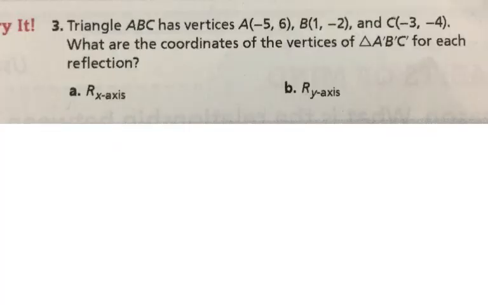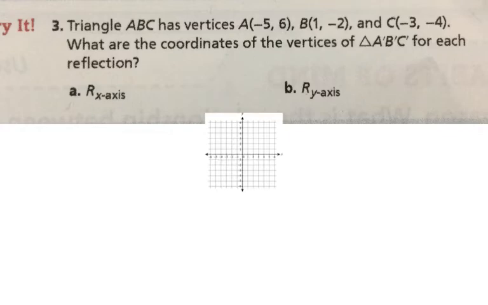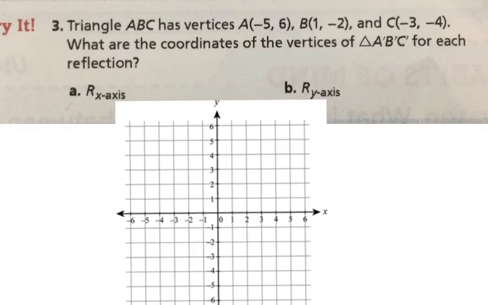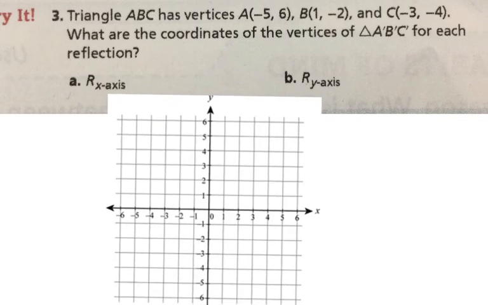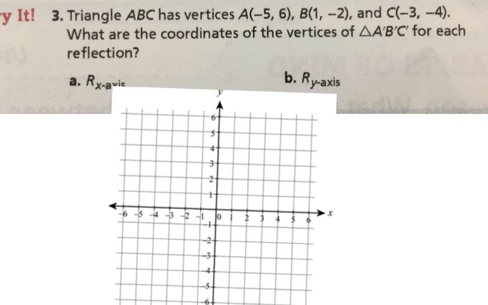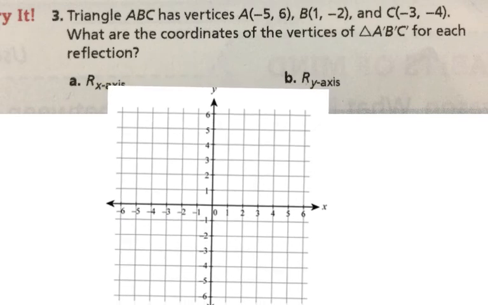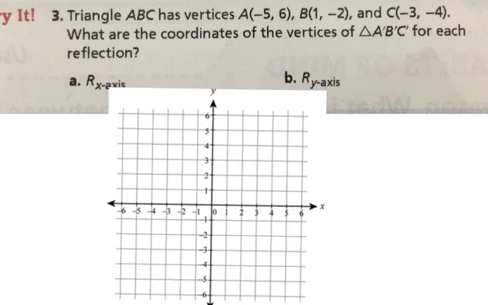All right, so let's make sure we've got it graphed correctly. Has everybody finished graphing their first one? The original? I've got the original. Okay. So I want to make sure that we know how to graph them. So let's see, I've got negative 5, 6. That means I'm going to go left 5, up 6, right? So here is my point A.